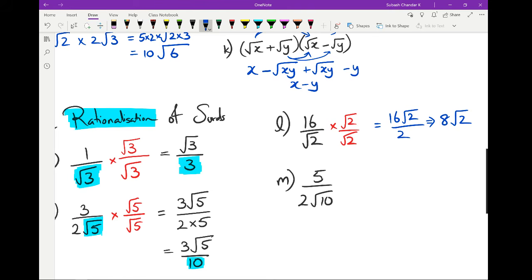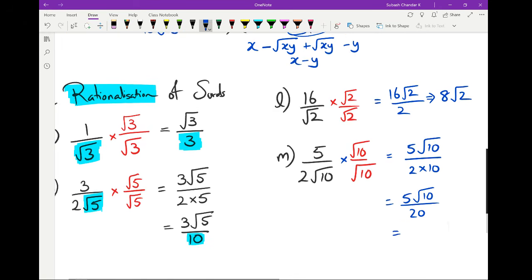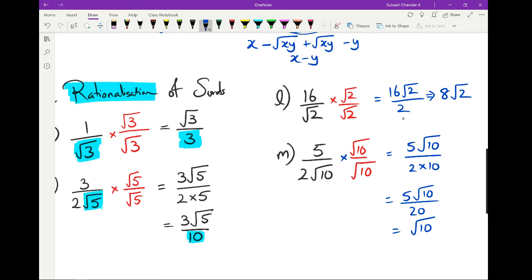So looking at question M here, I am going to multiply by square root of 10 over square root of 10. What I'm going to end up with is 5 root 10 over 2 times 10, so I've got 5 root 10 over 20. Now 5 and 20 can be simplified because 20 can be divided by 5. So you end up with square root of 10 over 4, because 5 over 20 is 1 over 4.